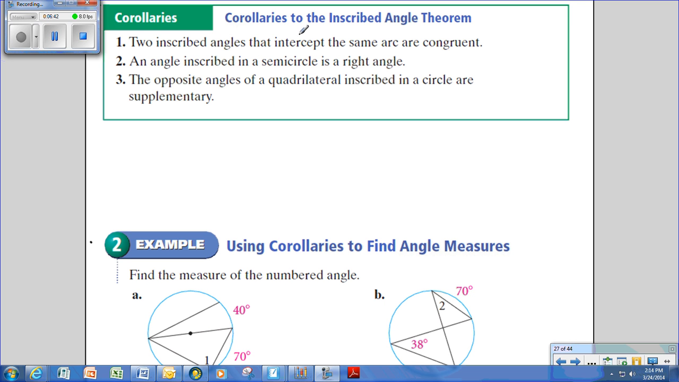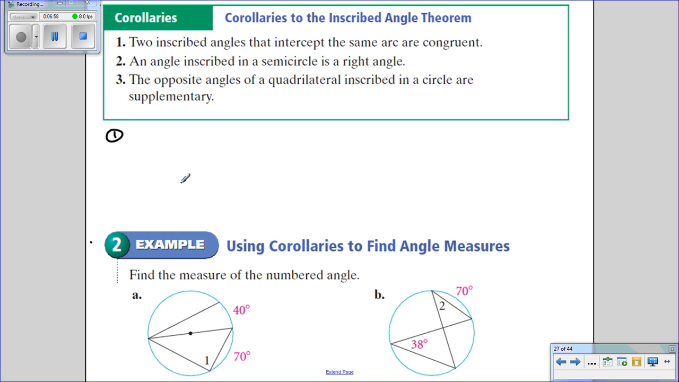Okay, a couple of other concepts for inscribed angles. These are corollaries to the inscribed angle theorem, which was: the measure of an inscribed angle is half the measure of its intercepted arc. So here's three more concepts that follow that. Two inscribed angles that intercept the same arc are congruent. So let's take a look at a little diagram here.